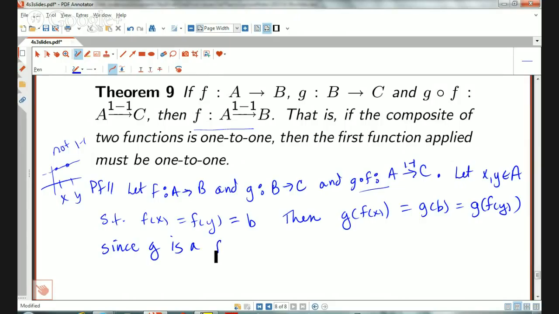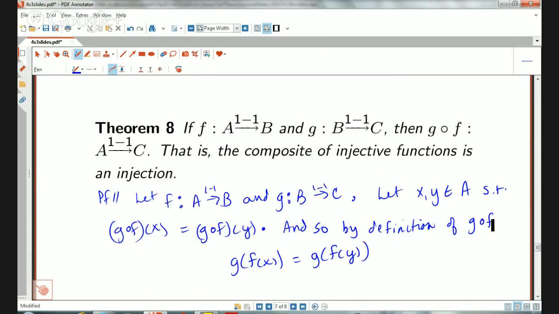Now we have one more thing to apply and we're done. G is a function. It has to take the same value to the same value. And so G composed of F of X is equal to G composed of F of Y. You know G is 1-to-1. And you have G of something equals G of something. So whatever is inside has to be equal.